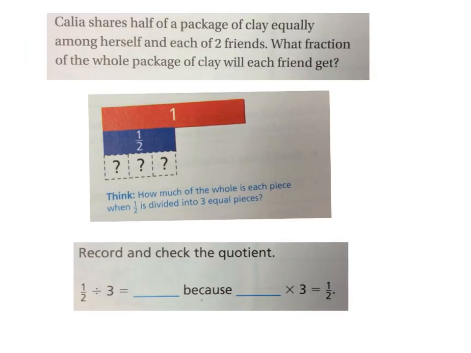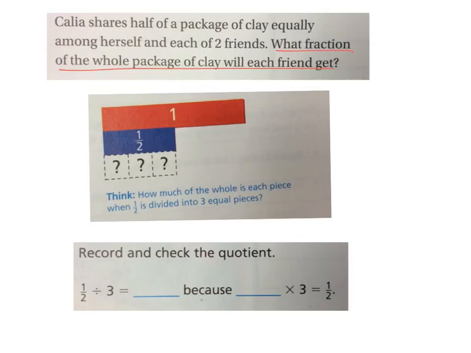It says Kayla shares half a package of clay equally amongst herself and 2 friends. So how many people altogether are sharing the clay? 3, because Kayla needs some for herself too, okay? What fraction of the whole package of clay will each friend get? Okay, so the question's asking, what fraction of the whole package of clay will each friend get? Is each friend sharing one whole package of clay? How much of the clay are they actually all sharing? Half of the package, okay?